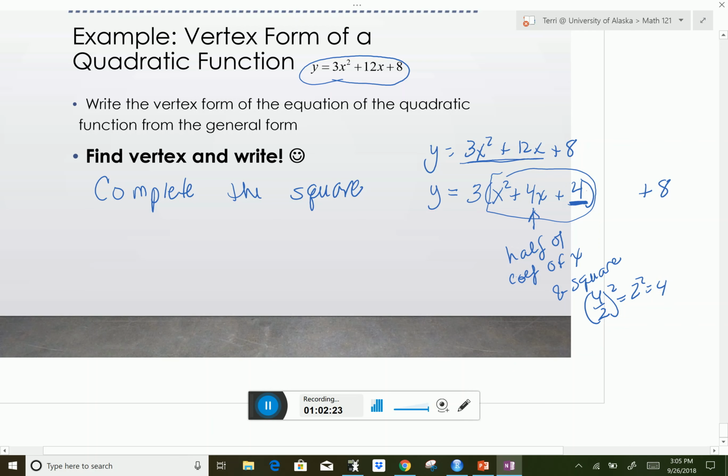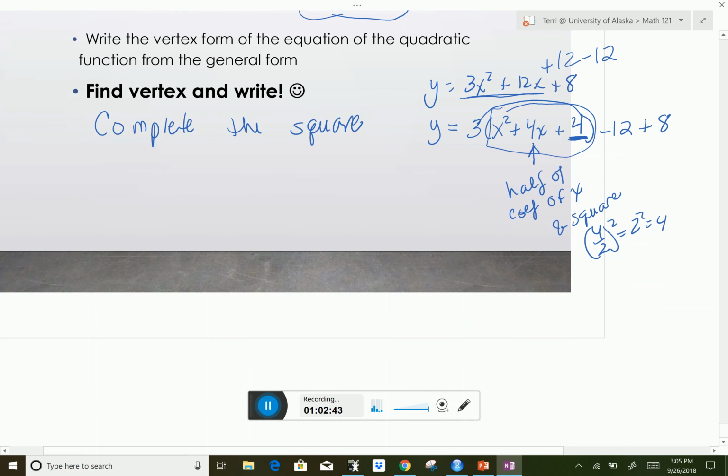Now, what I actually did is add 12 to this equation because this 4 is inside the parentheses. Well, I can't just willy-nilly add 4 to an equation, or add 12, actually. So I have to also subtract 12 back out. So I'm going to say minus 12 at the end. So when I do that, now I have y equals 3 times, and I know this is a perfect square, so I take half of my b and put that over here, (x plus 2) squared, because that's the same thing as this. Now I have minus 12 plus 8, which is minus 4.